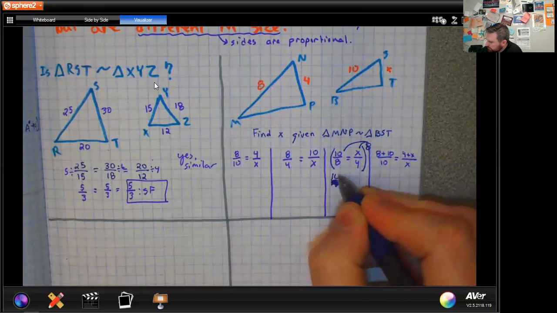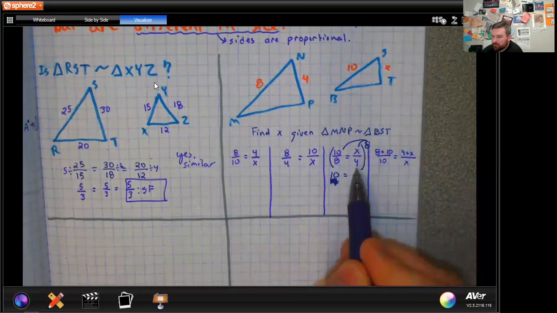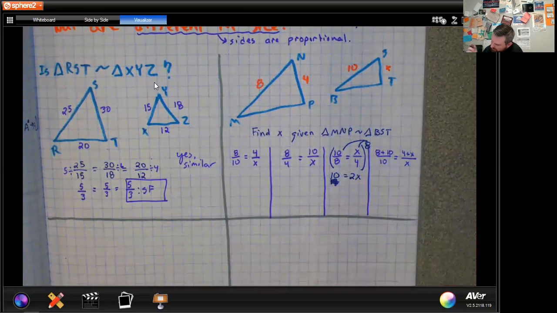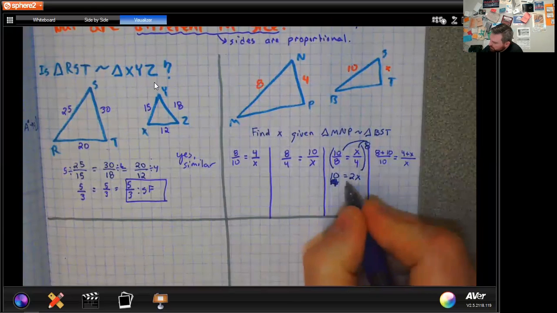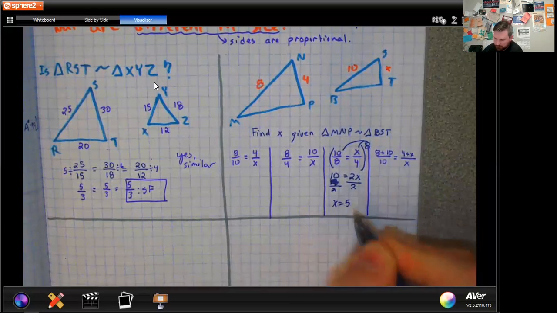10 equals. Okay, we'll say 8 divided by 4 is 2. 2 times x is 2x. So I like to do the division first. We'll divide both sides by 2, and x equals 5.